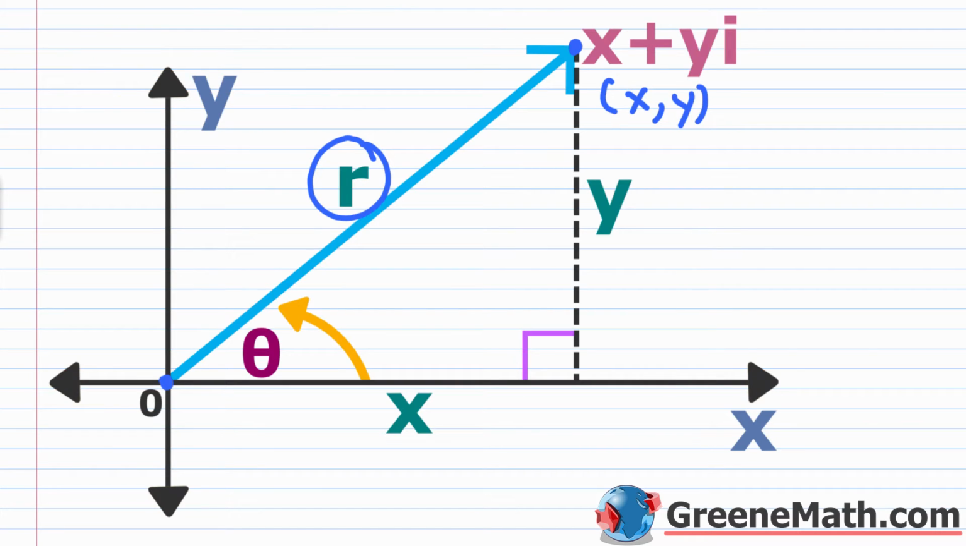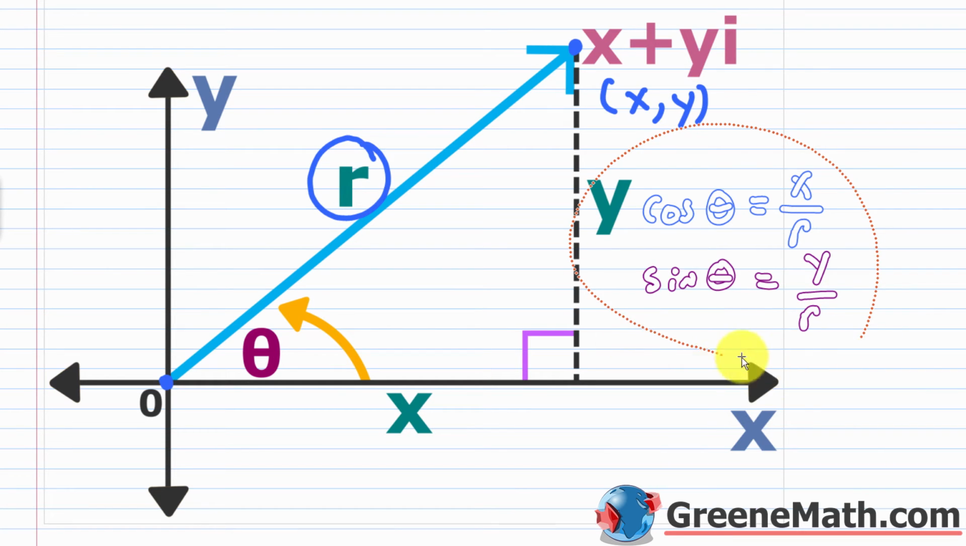So we also need to know about a few other relationships. We think about this angle theta here, this direction angle for our position vector. The cosine of theta is what? Remember, it's adjacent, which is x, over hypotenuse, which is r. And then we can also say that the sine of theta is what? It's opposite, which is y, over hypotenuse, which is r.